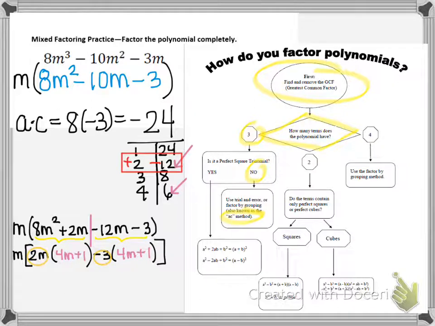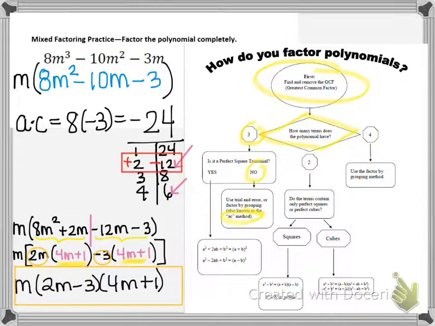So the 2m minus 3 makes up one of my binomials, and the matching binomial, 4m plus 1, is going to be the other one. I have the first GCF m on the outside, then the binomial 2m minus 3, and then the binomial 4m plus 1. I invite you to check this. I would start by multiplying the 2 binomials first using FOIL, then distribute the m, and you will see your original problem.